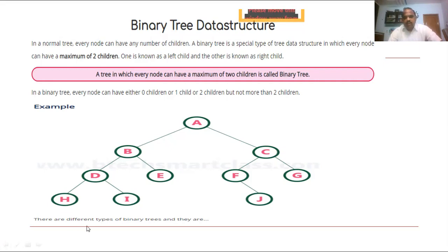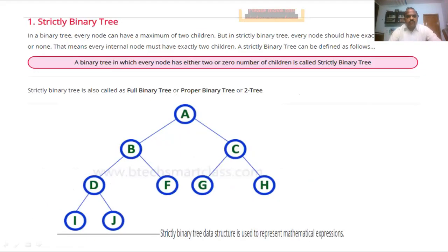In a binary tree, every node can have either 0 or 1 or 2 children. For example, here A has how many children? No children. Then F has how many? Here only one child. Either 0, 1 or 2 children. That is a binary tree. Next one, strictly binary tree.